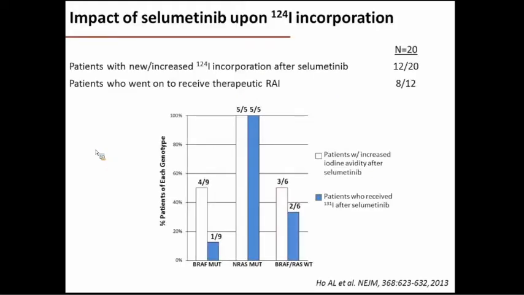So when we then looked at their genotype, what we found was that those patients that had RAS mutant disease, of which we had 5, all of these met that lesional threshold, and I think 4 of these 5 responded very nicely to radioactive iodine. Whereas those patients with BRAF mutant disease, only 4 of the 9 actually increased their radioactive iodine uptake, and only 1 of 9 met the threshold for treatment. So we did not do very well with BRAF mutant thyroid cancer. So the question was, what was the explanation for this?